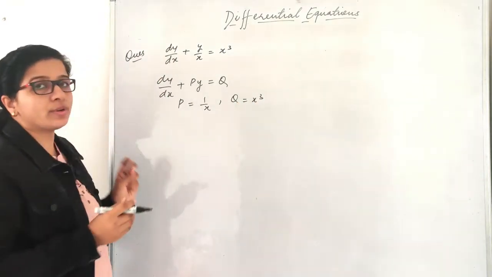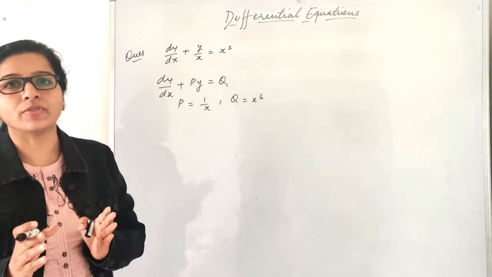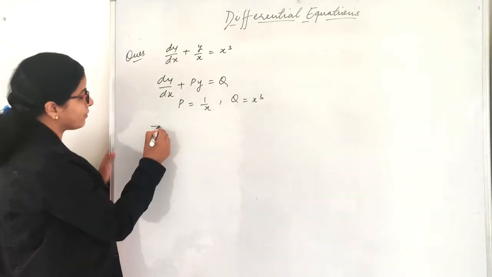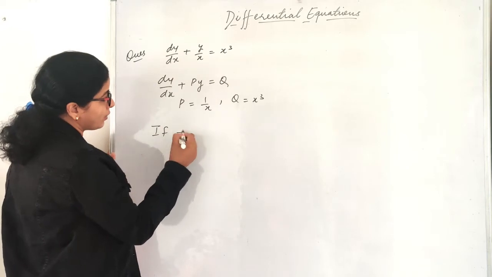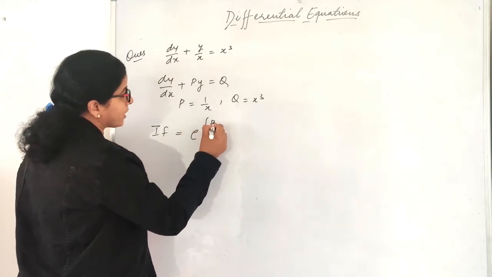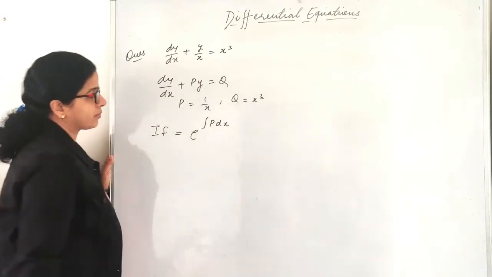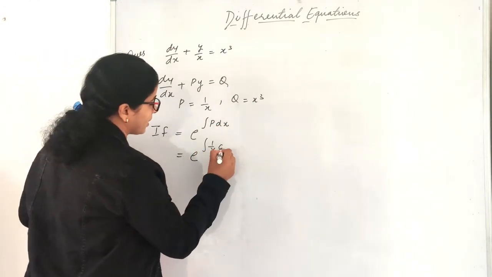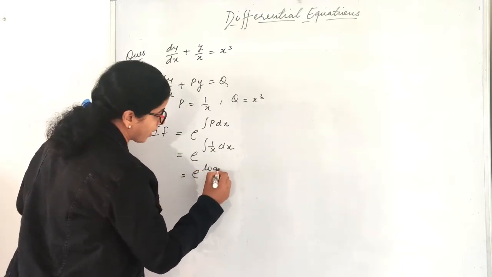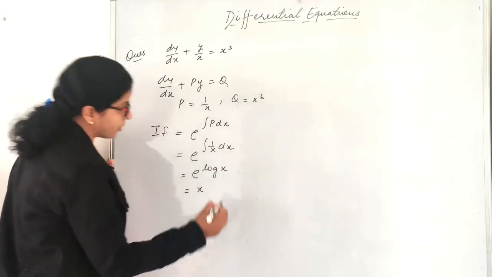Now I told you earlier we have to multiply this differential equation by one factor. What is that factor? That is the integrating factor. Okay. And how do we calculate the integrating factor? It is e raised to the power integration p dx, e to the integration of 1 by x dx. Integration of 1 by x is log x, so it becomes equal to x.